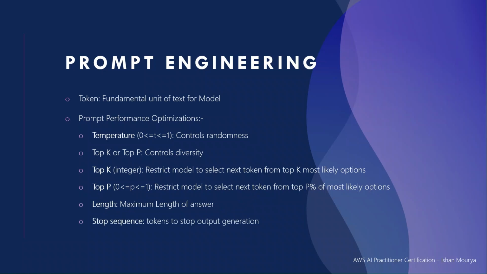Then there is a stop sequence. With a stop sequence, you can set it up so that if your output contains some specific tokens, it just stops the output there. Don't generate output after that. Stop the output generation at that point when that token is there in the output which is being formed.